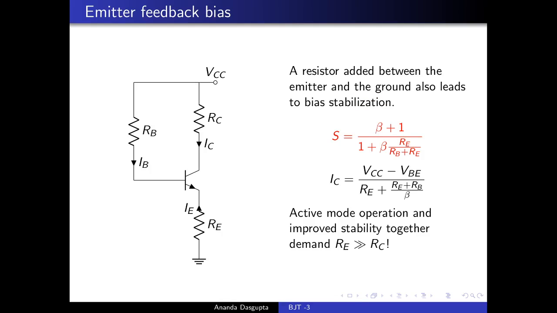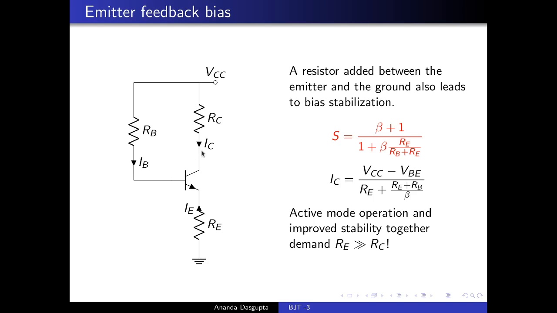Now the problem of having an RE much bigger than RC, which is what you need in order to ensure that you get improvement in stability and active mode operation. The trouble with this demand of RE being much bigger than RC is that if you look at this part, the equation that you will get by considering the loop which goes straight down here, the first equation I wrote down for the emitter feedback bias circuit, you will realize that this demand will really tell you that the voltage drop across RE must be much bigger in size than the voltage drop across RC. Remember, IE and IC are almost the same in size.